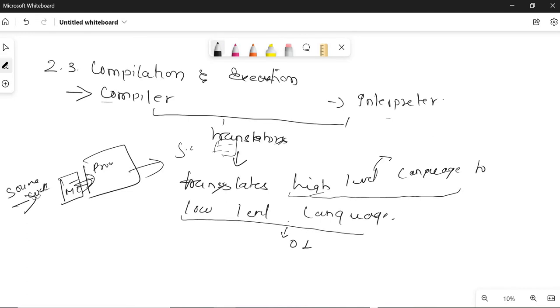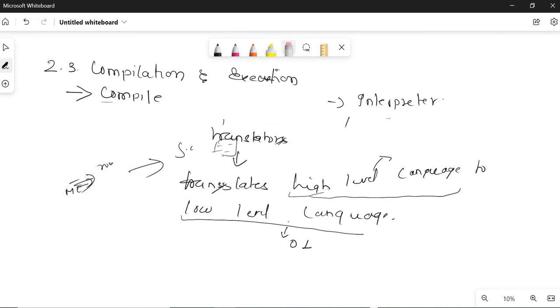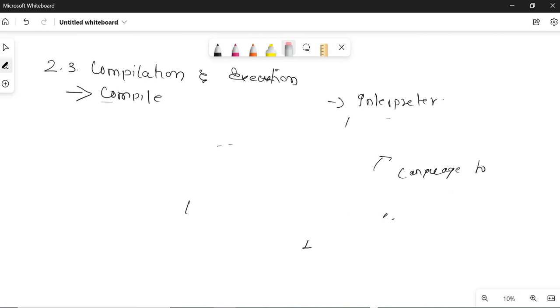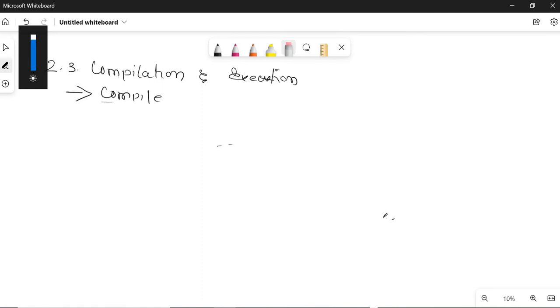So both of them are translators, both translate high level to low level. So what is the difference? Let's see what the difference is. This is one of the very important questions. Generally they ask this question for 4 marks. This is a very important question, so prepare it well.